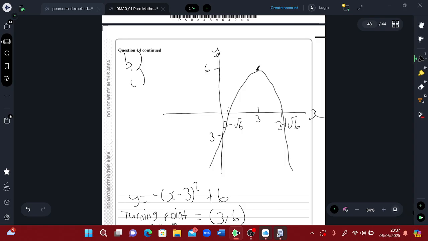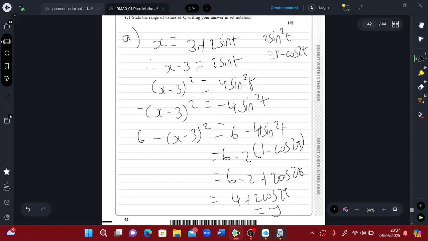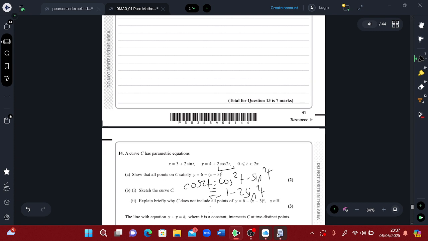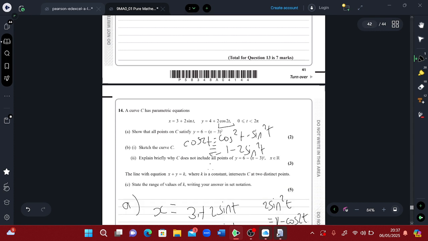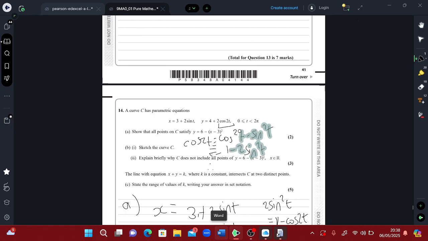Okay, so that's what the graph looks like. All the points on C. No, all C does not contain all the points on that. Okay, we can get rid of this now, I think. So this is going to be a thinker.